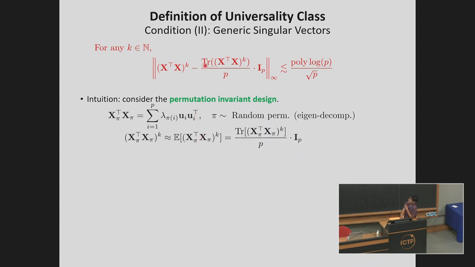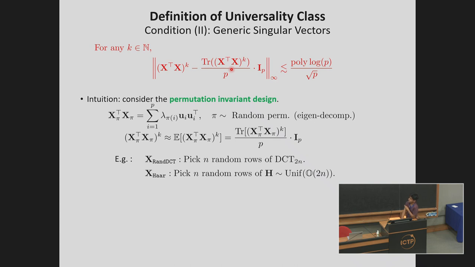And for this design, this condition is quite easy to verify. If you look at the kth power of the covariance matrix, and the eigenvectors are delocalized, then using some simple concentration bounds, you can show that entry-wise, this kth power of the covariance would concentrate to its expectation. You can also compute its expectation exactly by averaging over the random permutation, and this expected value will be a scalar multiple of identity, which is exactly what we are requiring in the condition.